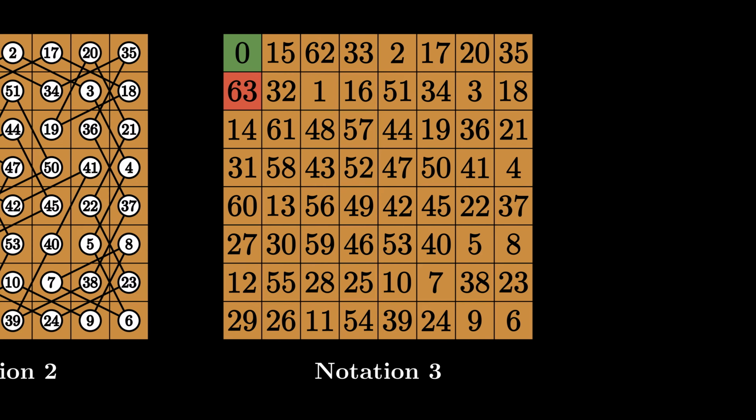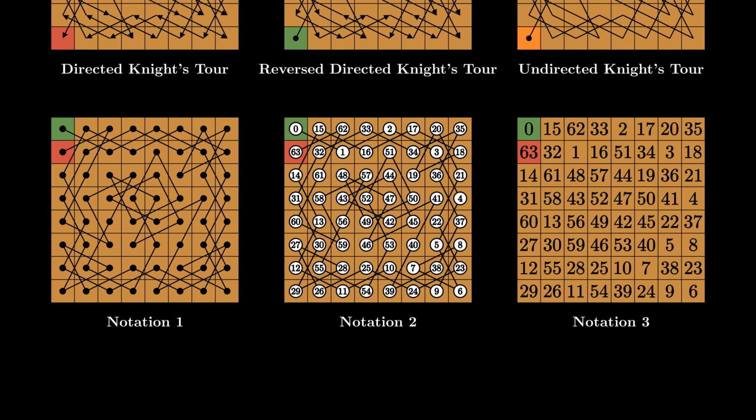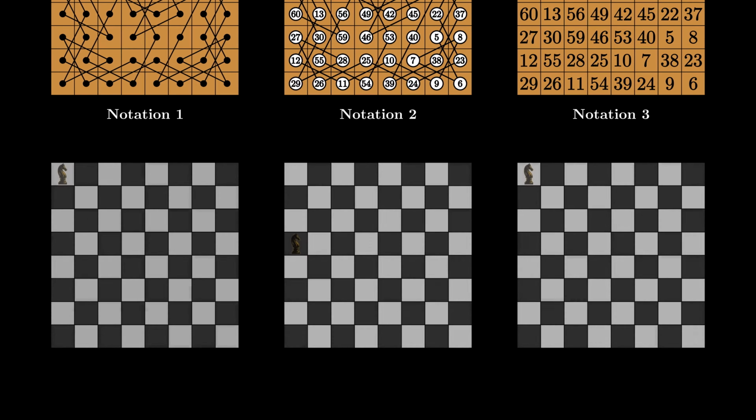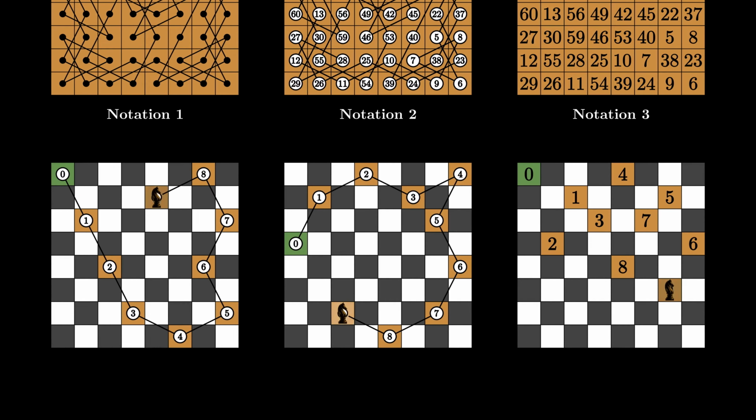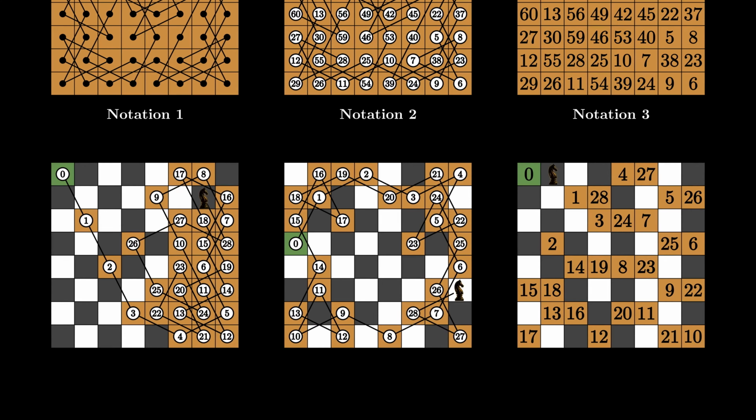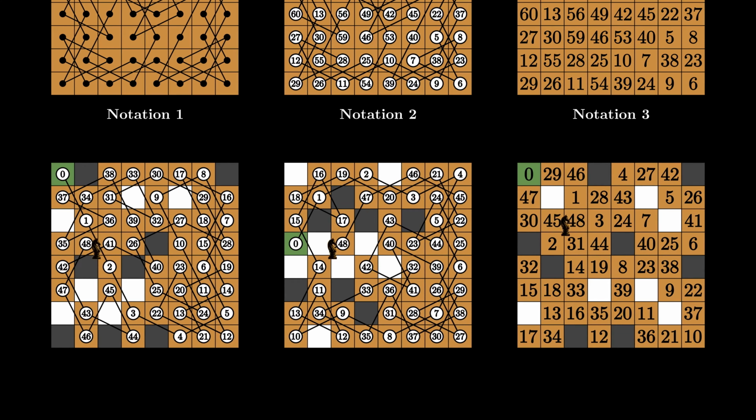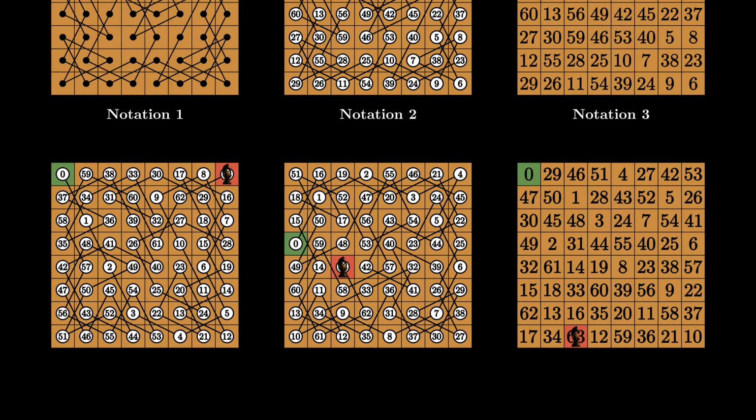Before we start investigating this problem, let me introduce you to 3 kinds of knight's tours that you should be aware of. The first knight's tour is one that starts at a particular square and ends on a square that is not a knight's move away from the starting square. This type of tour is called an open knight's tour.